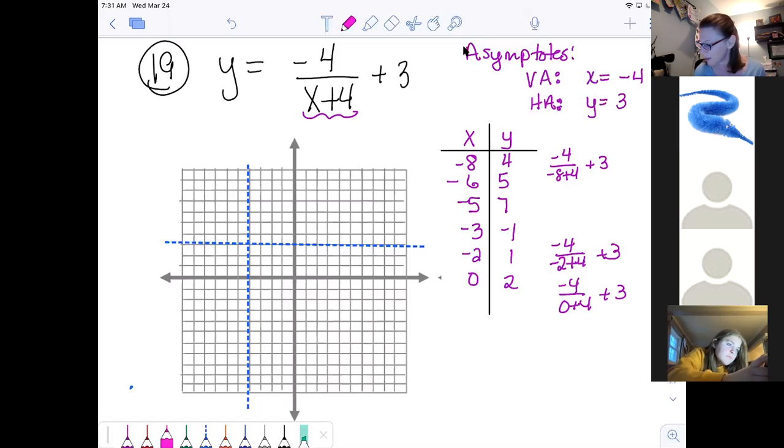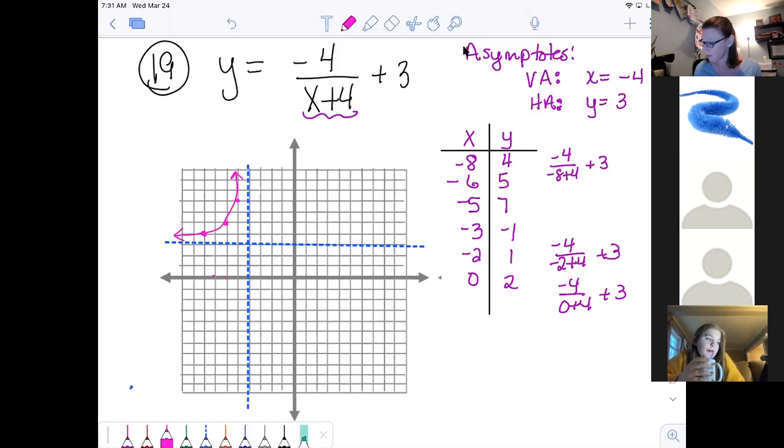Now we're going to just plot some points. So at -8, you're up at 4. And then at -6, we're up at 5. And then at -5, we go up to 7. And now I can see that curved branch. So 3 points. Make sure you curve your branch then along the asymptote.